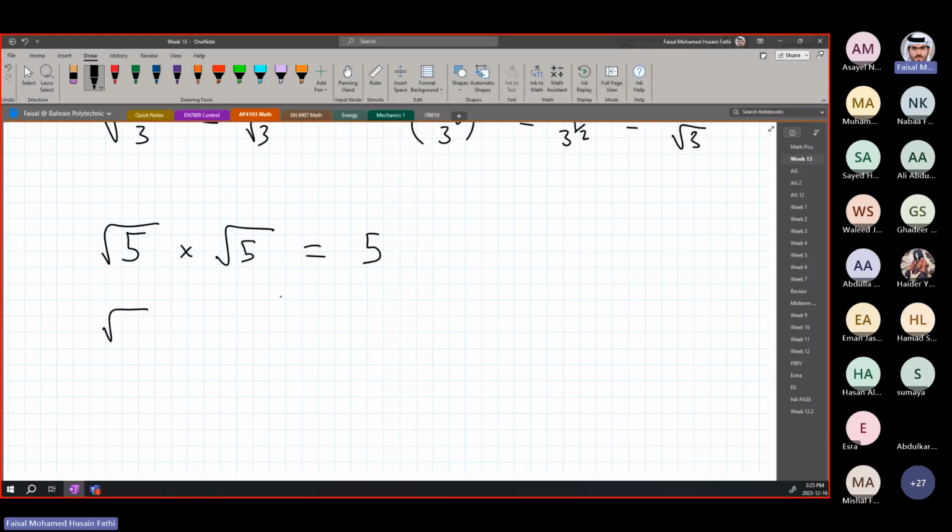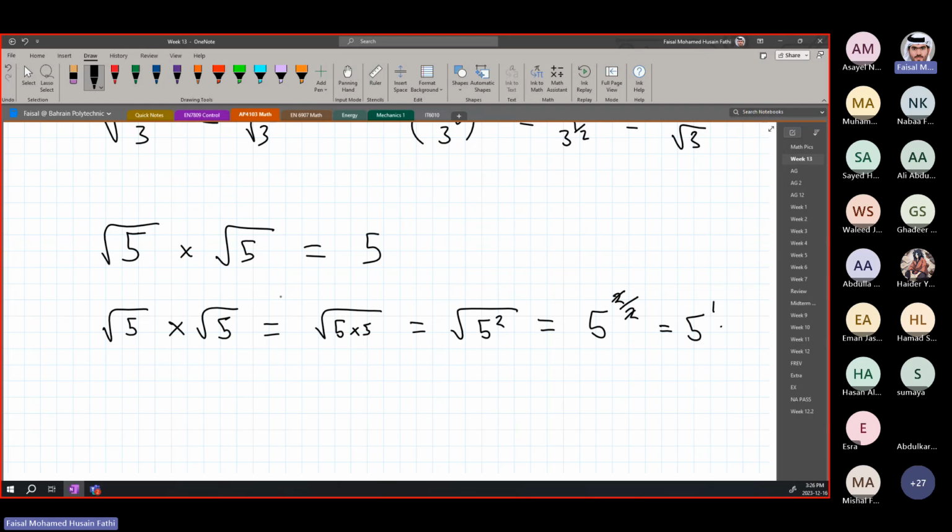Why? Because the square root of 5 times the square root of 5 is also equal to the square root of 5 times 5, which is equal to the square root of 5 squared, which is equal to 5 to the power of 2 divided by 2. So the 2 and the 2 will cancel, so it's simply equal to 5 to the power of 1, which is 5. This is just the theoretical way behind it, but you should completely understand directly that when you see the square root of a number times itself, it's just basically the number squared. All right? So it is going to be equal to 5.